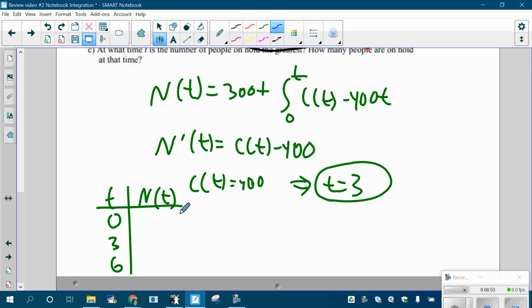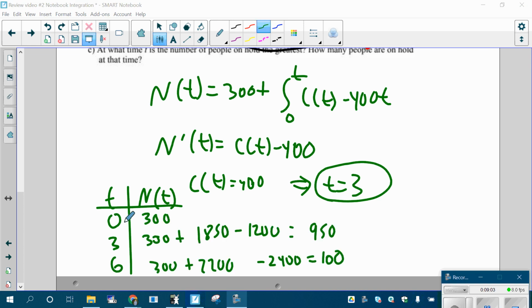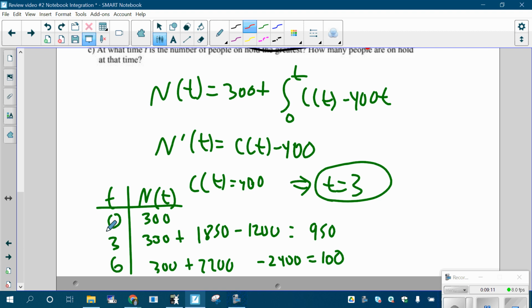Which of these has the greatest number of people on hold? Go ahead and look at this function, look up at the stuff we have above, and evaluate this. Pause and evaluate that, please. Okay, so for t equals 0, no more people have called in, no calls have been processed, it's just our initial 300 people on hold.